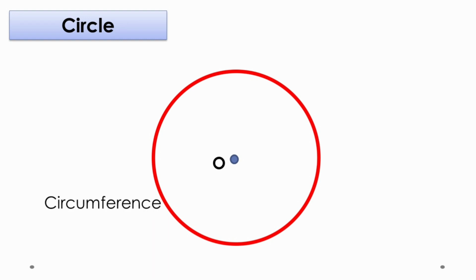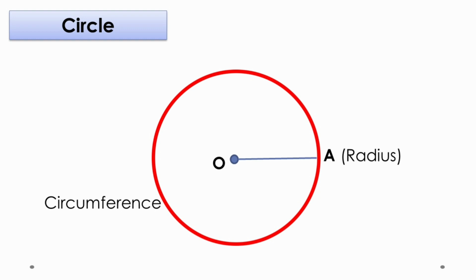Let's talk about radius now. What is a radius? When we draw a line from the center of the circle to any point at the circumference, the line is called the radius. This line OA is the radius of this circle.